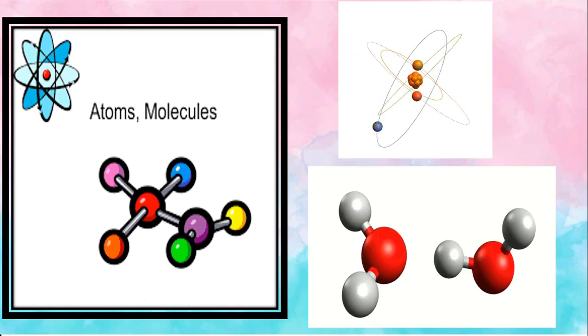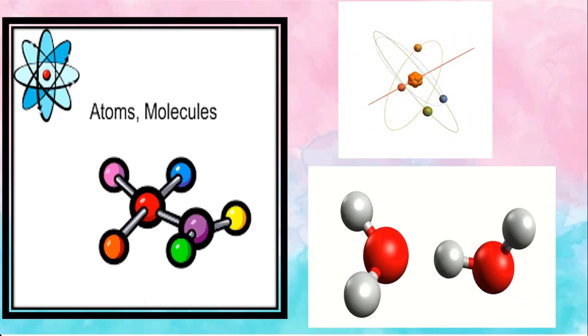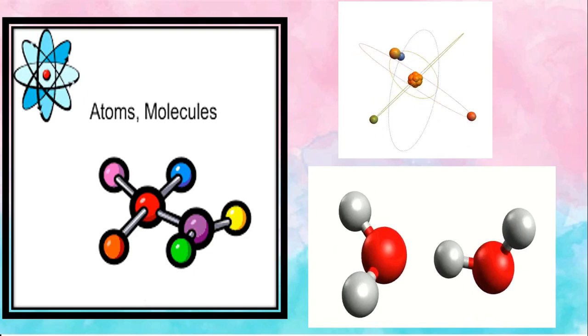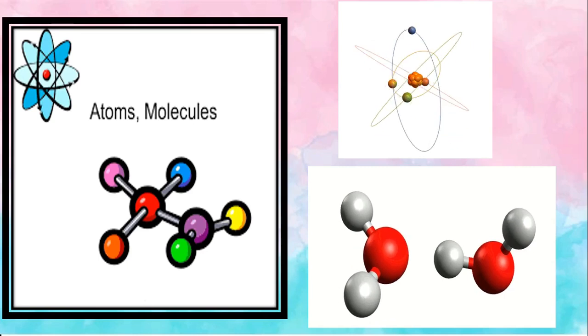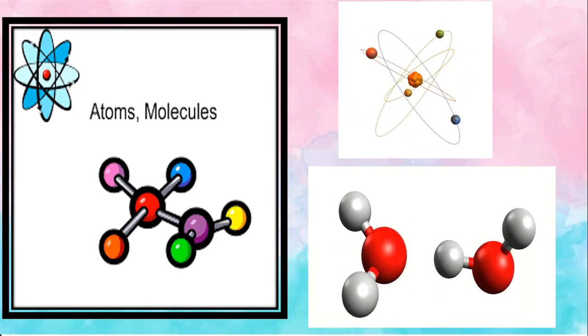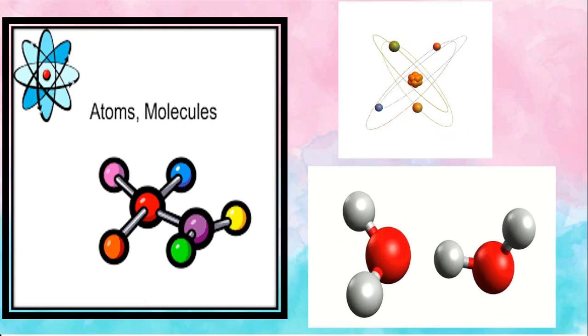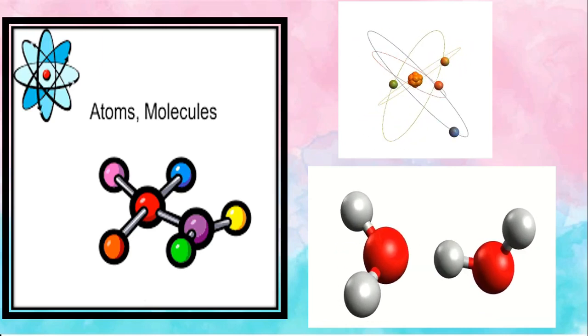What are molecules? Molecules means when two or more atoms join chemically to form a molecule. It is stable and exists independently. Molecules can be separated into atoms using chemical methods. We have already discussed it in a previous video as well.